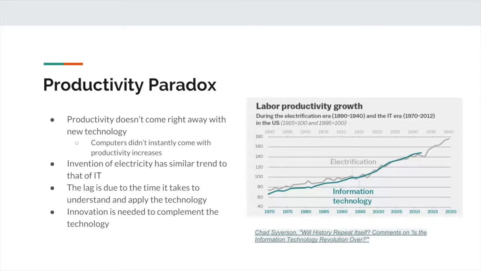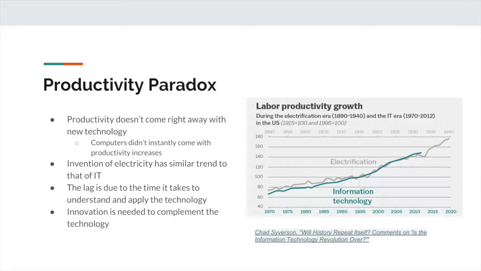The first was during the 1890s through 1930s, or the electrification era. This time period was when electricity was invented. Initially, as you can see, there was not a huge increase in productivity with the invention of electricity. It wasn't until about 20 years later when there was a sharp increase due to the new technology and its ability to allow us to do things we could not previously do.